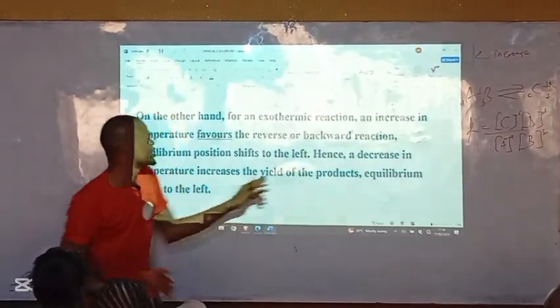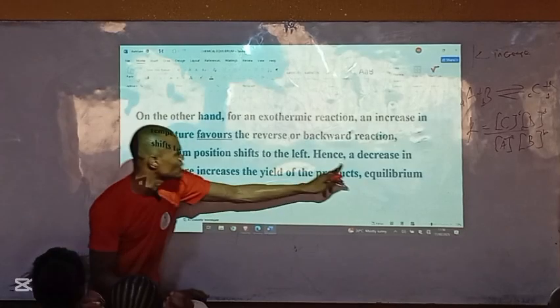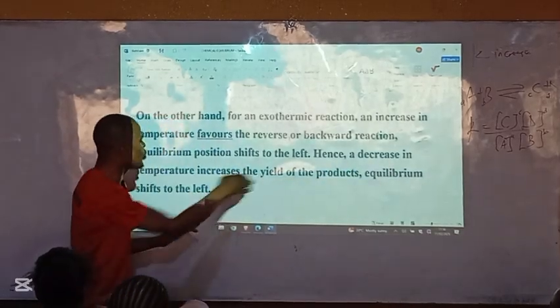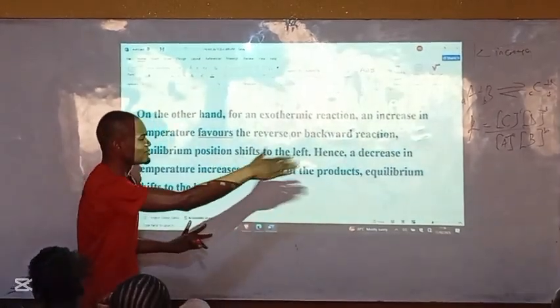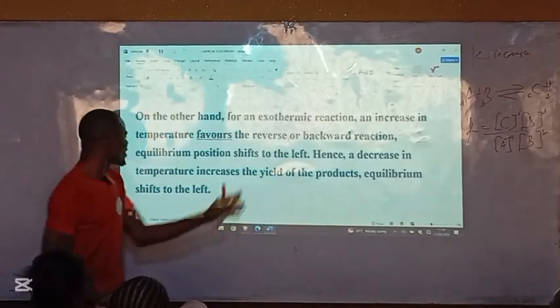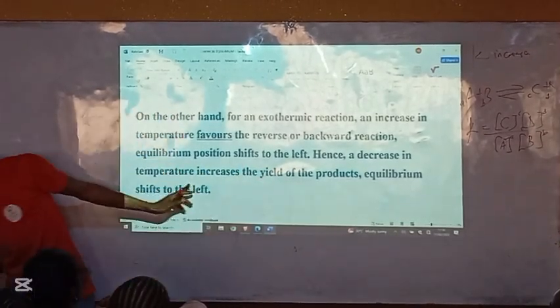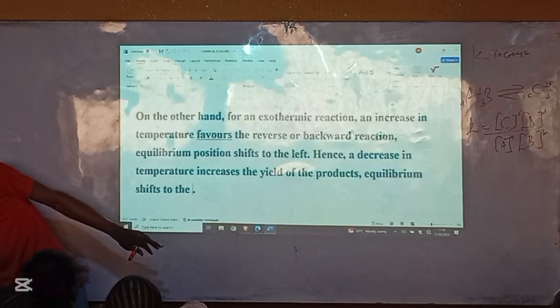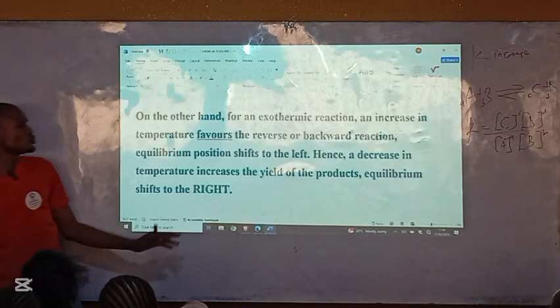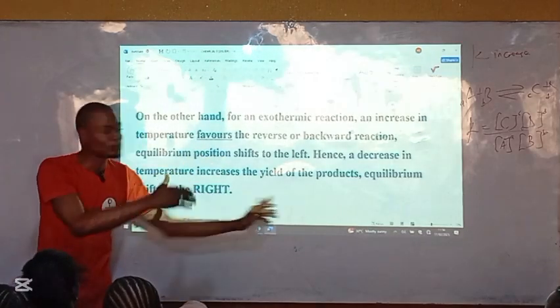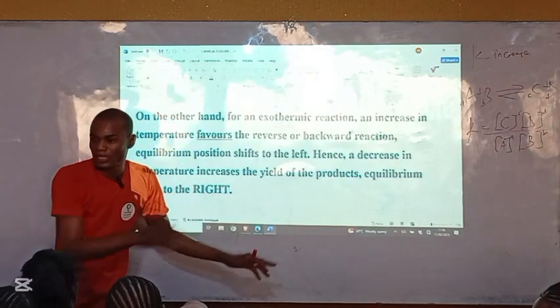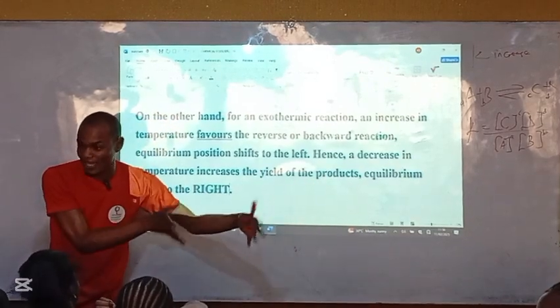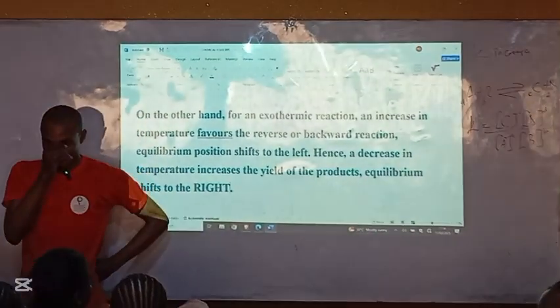Are you getting it now? Now for a decrease in temperature, the equilibrium will shift to the right. Are you getting it now? It shifts to the right, which means more product will form by the forward reaction. The equilibrium constant will also increase for exothermic.